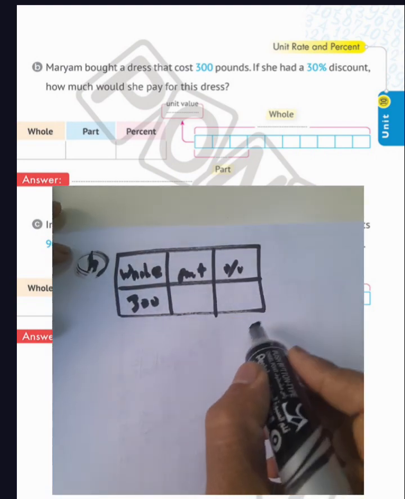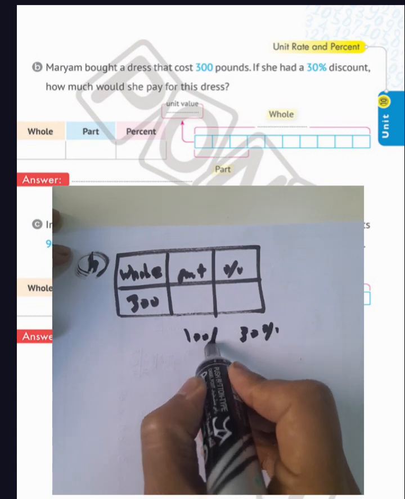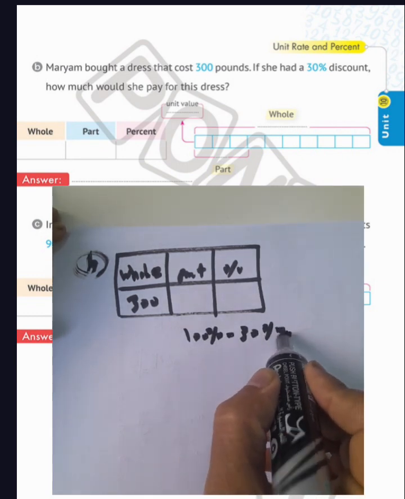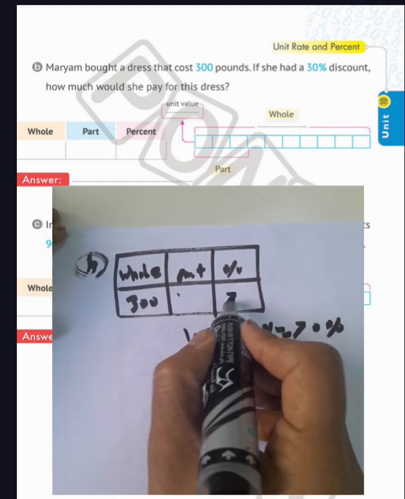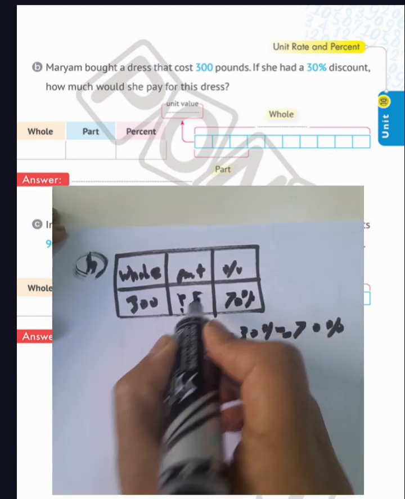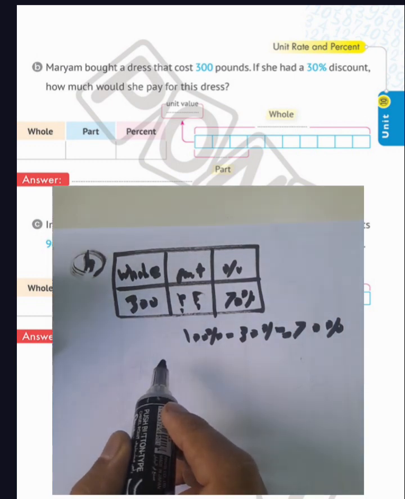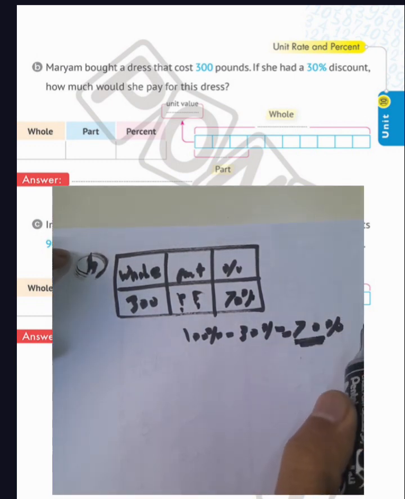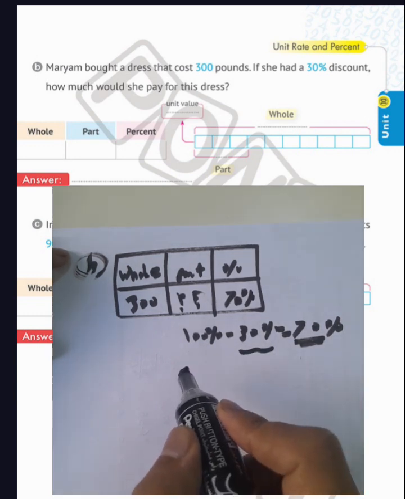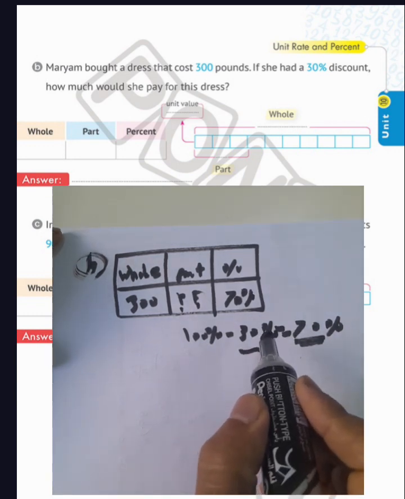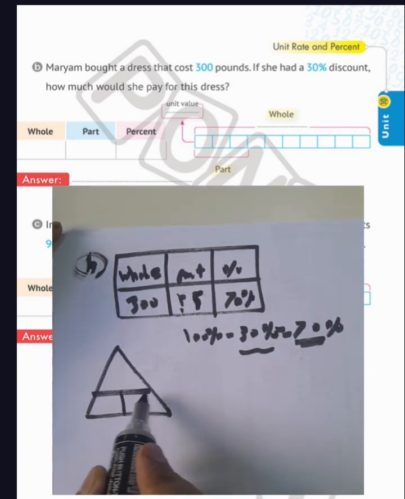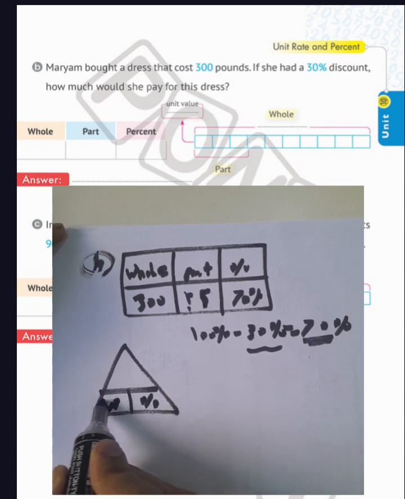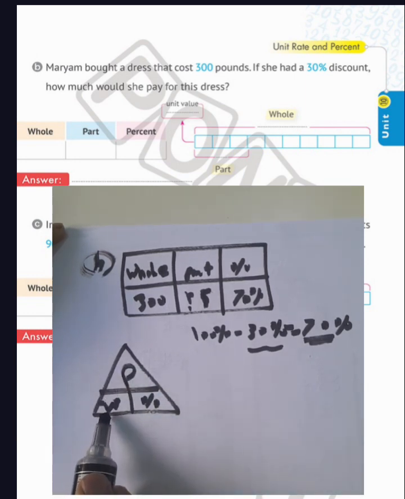30% from 100%. Then she will pay 70%. We want to find the part. She will pay 70% only because she has a 30% discount from the total 100%. How do we find the part? To find the part, you must find the product of the percent and the whole number. The part equals the whole number times the percent.